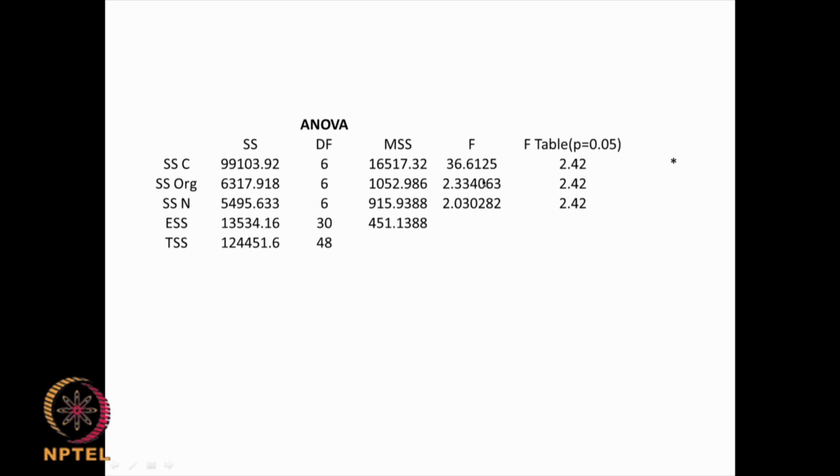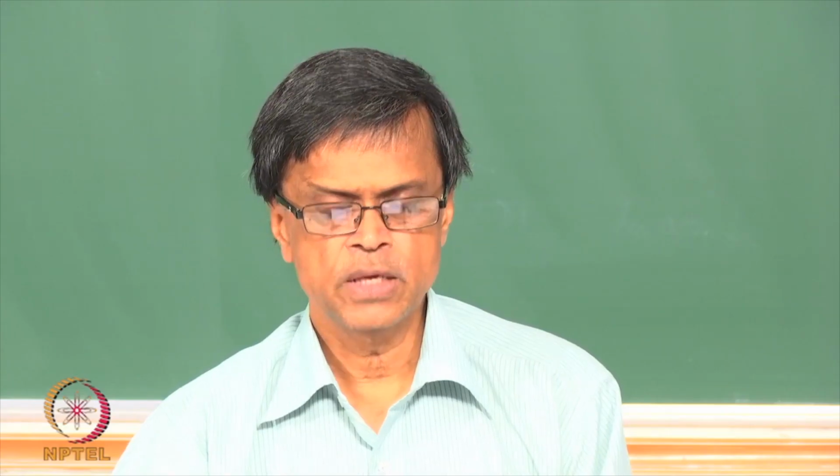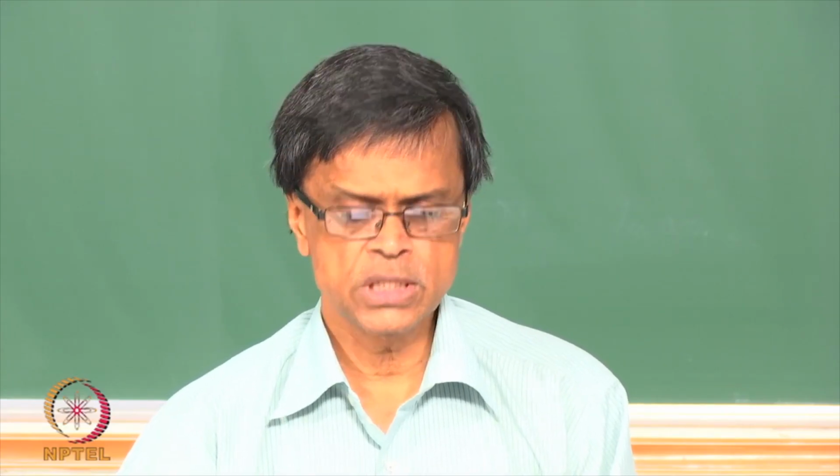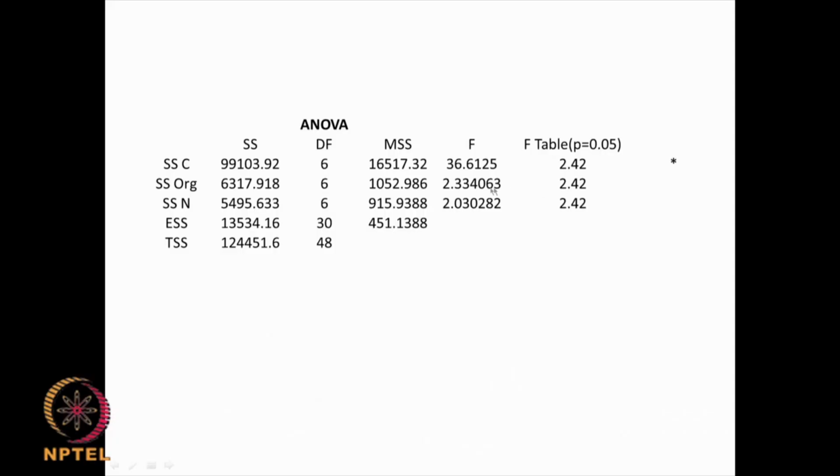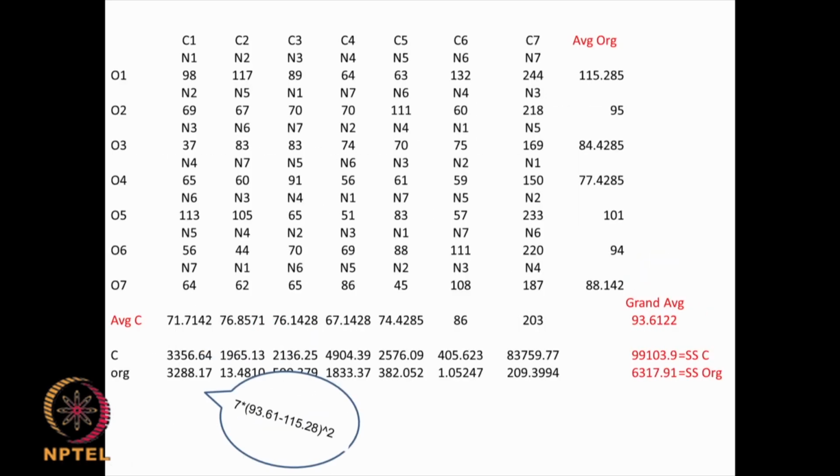So although at first hand we can say organism does not have an effect because there is no reason for you to reject the null hypothesis, still it is not very far. So you better watch out, maybe do more experiments to get more data. So let us go back to the organisms. So this gives you 115, 95, 84, 77, 101, 94.